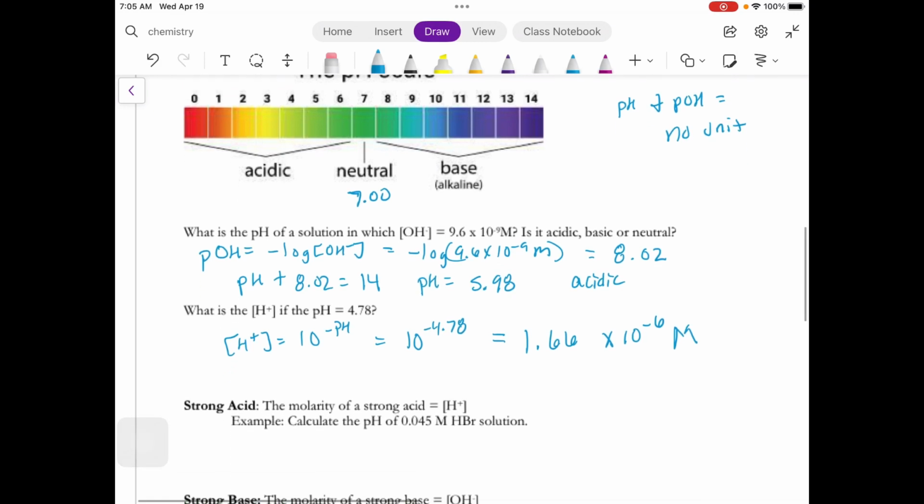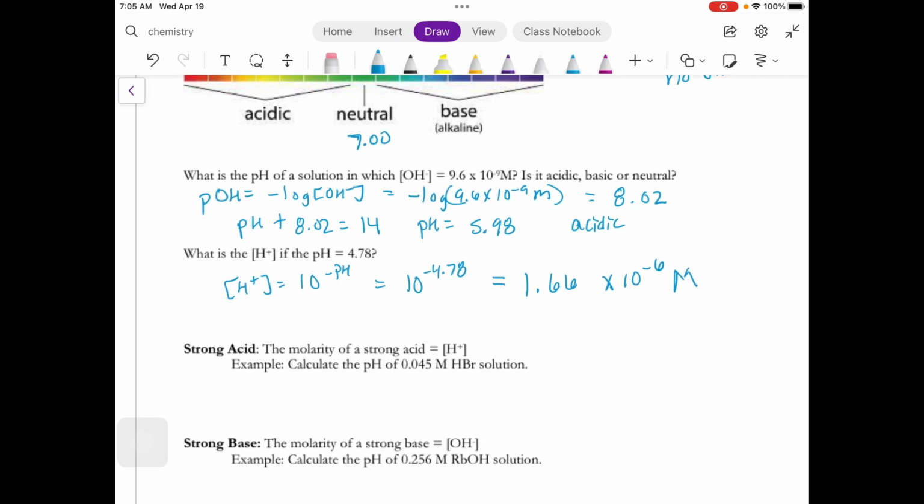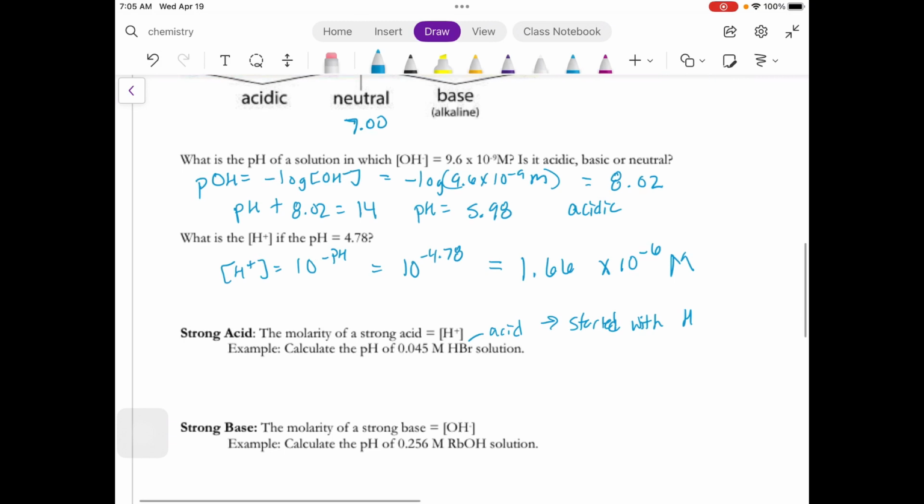Okay? Two more. The molarity of a strong acid: if you have a strong acid, it's H plus. If you have the molarity of a strong base, it's the OH minus. So we're going to calculate the pH of HBr. Since this starts with an H, that's how we know it's an acid.